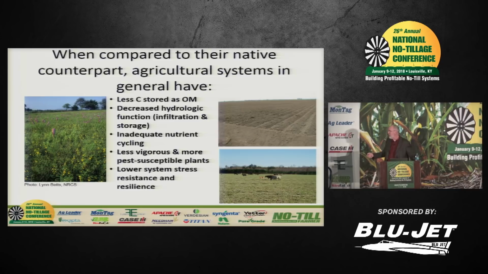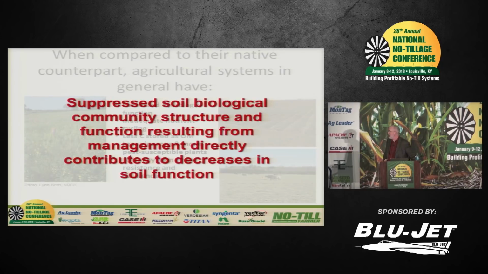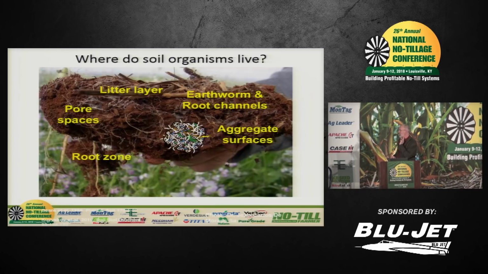So what I want to focus on is how microbes are involved in restoring some of these functions, and that's where we'll go. So we can say, in summary, suppressed biological community structure and function from management directly contributes to decreases in soil function. So those functions related to water, related to nutrients, related to pest suppression are all biological, is what I'm saying. They're all biological.